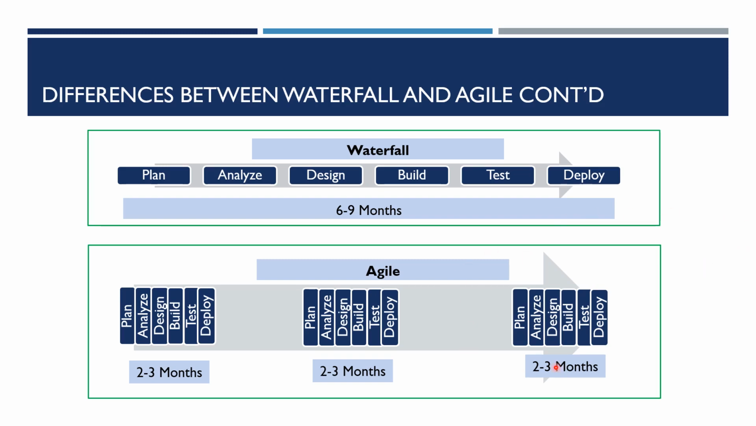Whereas in Agile, we keep doing all of these things iteratively, and we put a piece of functionality into production every 2-3 months. Right? We plan, analyze, design, build, test, deploy. Then we do this, and then we do this, and we keep doing a deployment of the highest value to the customer.